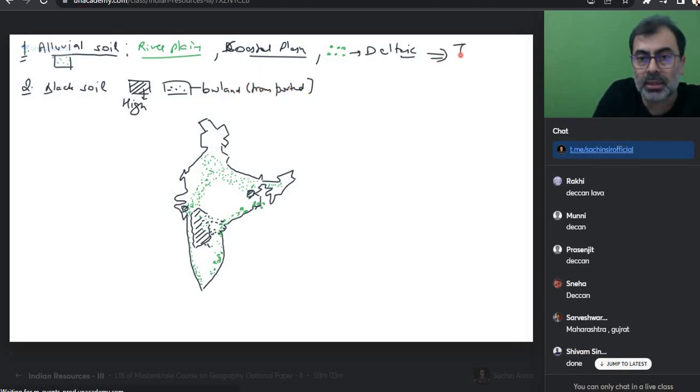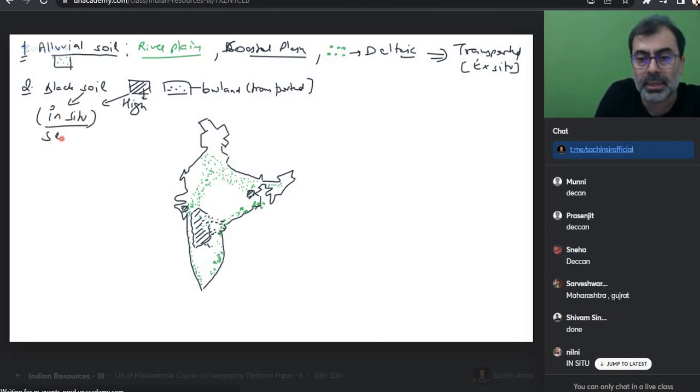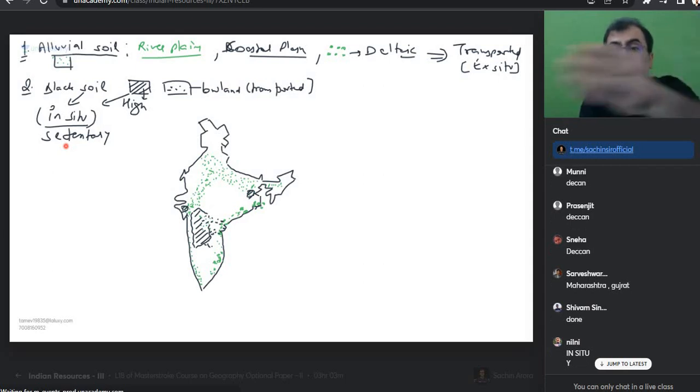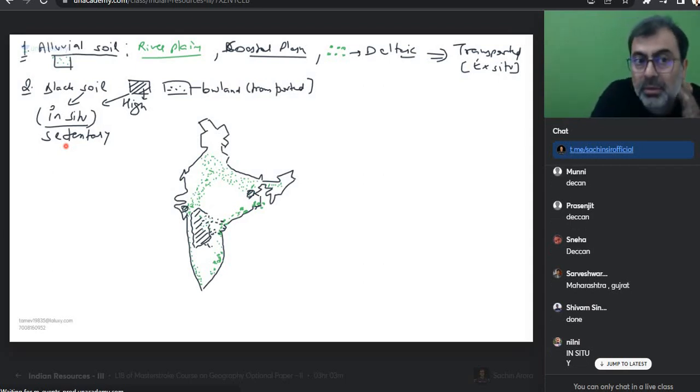I am saying alluvial soil is transported soil. We call it ex-situ soil. And black soil by nature is in situ soil. What do we call in situ? Sedentary soil, formed on its own parent material. Is everyone okay? The book will tell that this one stays on the parent material that is transported from various sources. Easy, everyone.